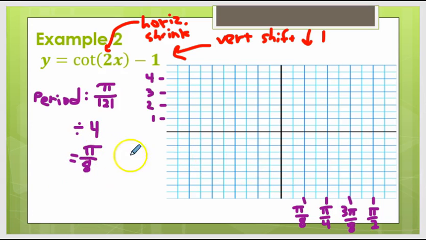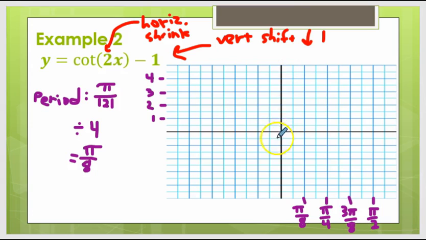So then each of my tick marks came from doing 1 times pi over 8. For the second tick mark, 2 times pi over 8, but I reduced the fraction. For the third one, I did 3 times pi over 8, which does not reduce. And then for the last one, 4 times pi over 8. So that was the 4th tick mark.